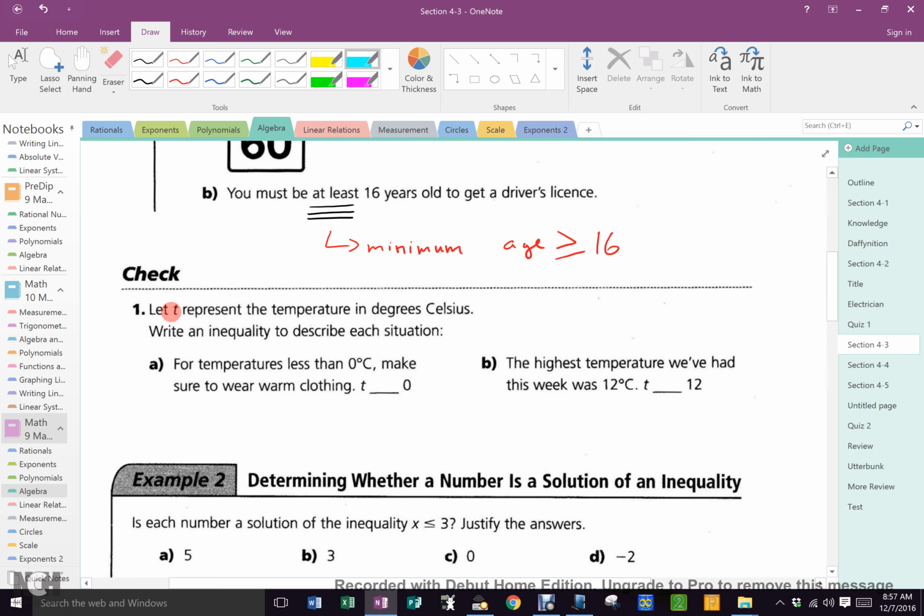The important thing to recognize is this statement right here that says T is the temperature. So this would be read in English as temperature is, then I'm going to leave the blank, zero. How are you going to read that? What arrow goes in this blank? What is it, Kian? Less than. Absolutely right. When temperatures are less than zero, you make sure you wear warm clothing.